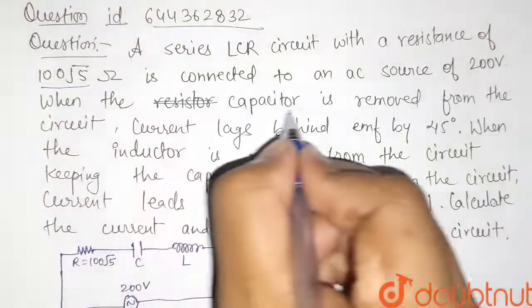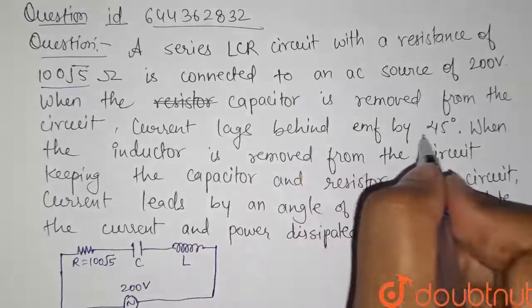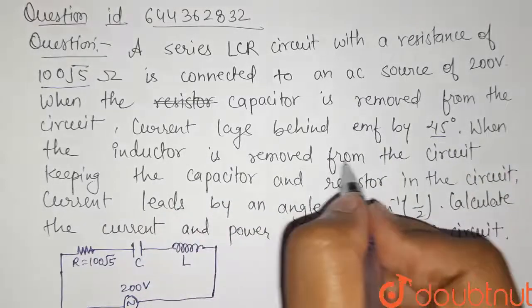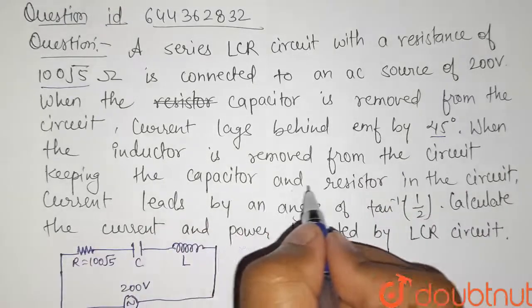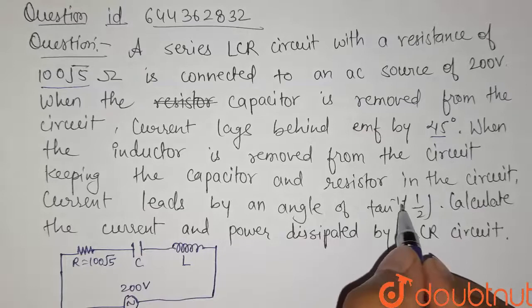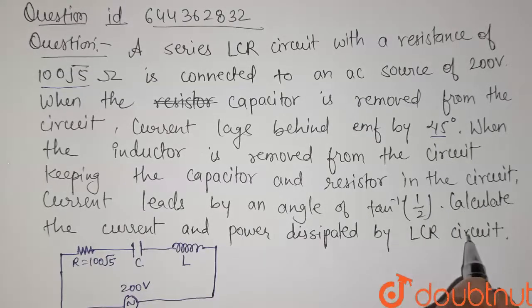Now, when the capacitor is removed from the circuit, current lags behind EMF by 45 degree. When the inductor is removed from the circuit, keeping the capacitor and resistor in the circuit, current leads by an angle of tan inverse 1 by 2. Calculate the current and power dissipated by the LCR circuit. So let us try to understand this.